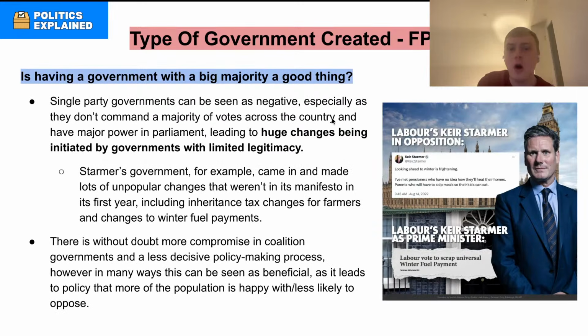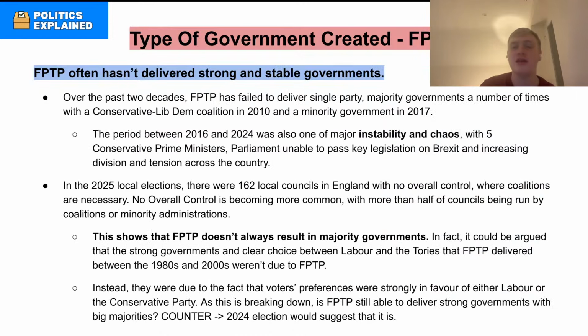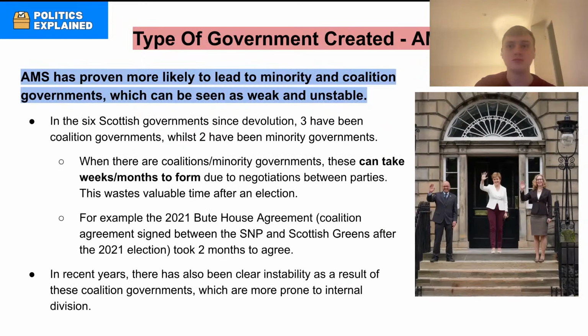So there are some more complex arguments you can use on either side to build on those really key obvious arguments. The additional member system. The argument that it's weak in terms of type of government created is that it's proven more likely to lead to minority and coalition governments, which can be seen as weak and unstable. In the 6 Scottish governments since devolution, 3 have been coalition governments, whilst 2 have been minority governments.